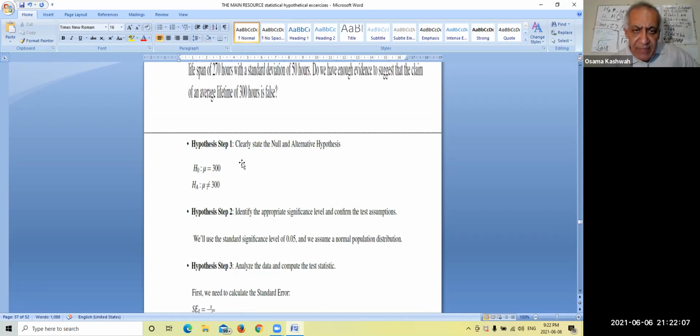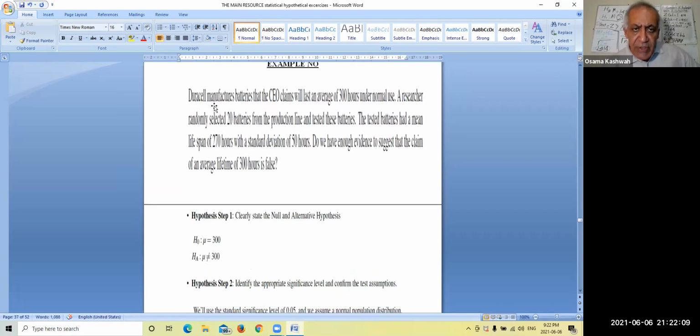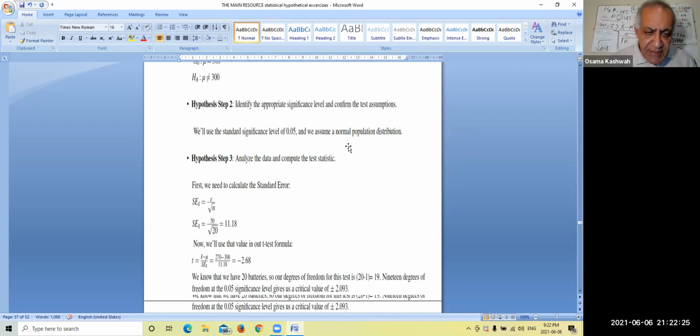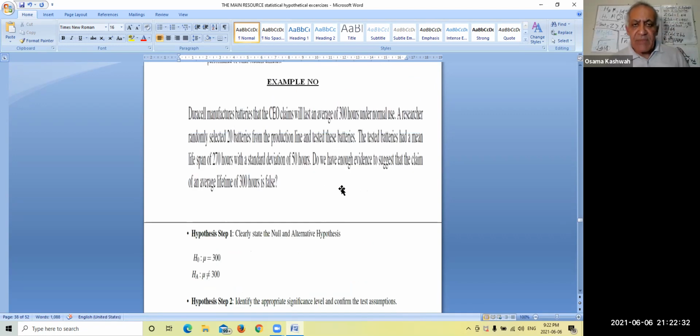Here, an example. Duracell manufactures batteries that the CEO claims will last an average of 300 hours under normal use. Let us go to this example, and I believe it's using the t-test. Yes, it's using the t-test. Okay.